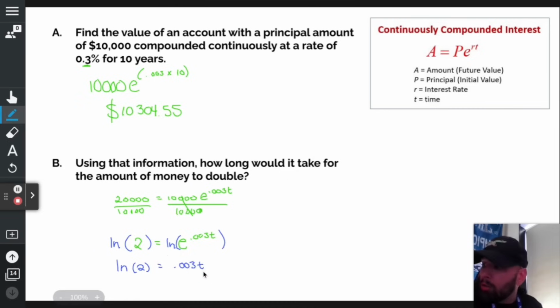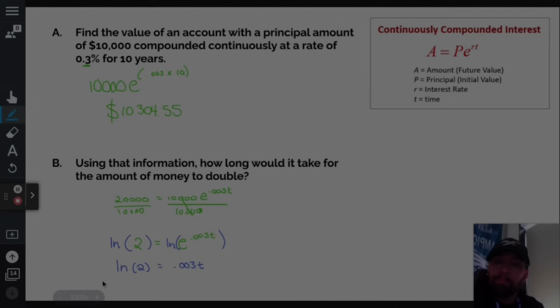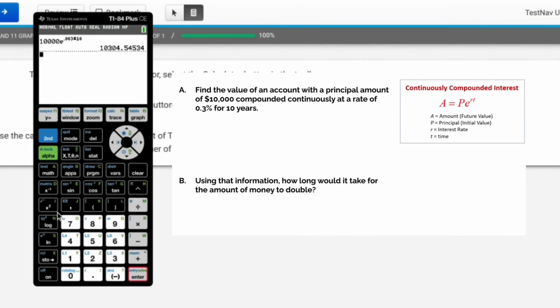0.003t. So what I'm going to do is run to my calculator, find out what ln of 2 is, then divide that by 0.003, and then I'll get t. All right, so we're going to do two steps in one because of the math. After we ln both sides, we have ln of 2. So that's the first thing that I'm going to do, hit enter. That gives me that gross looking number right there.